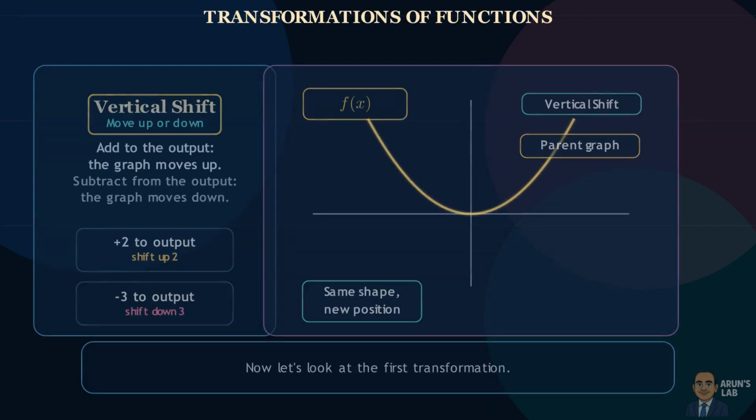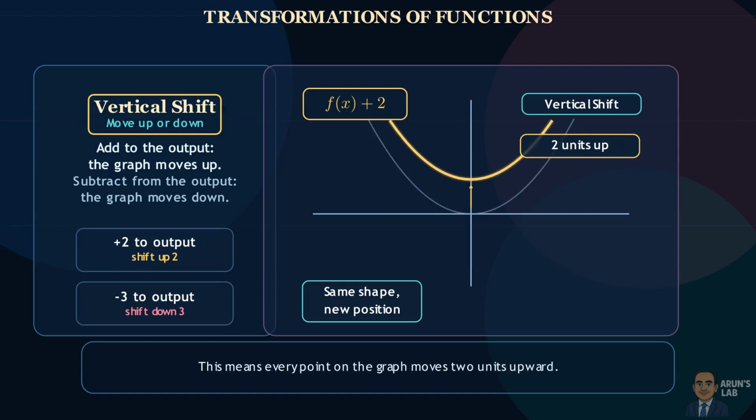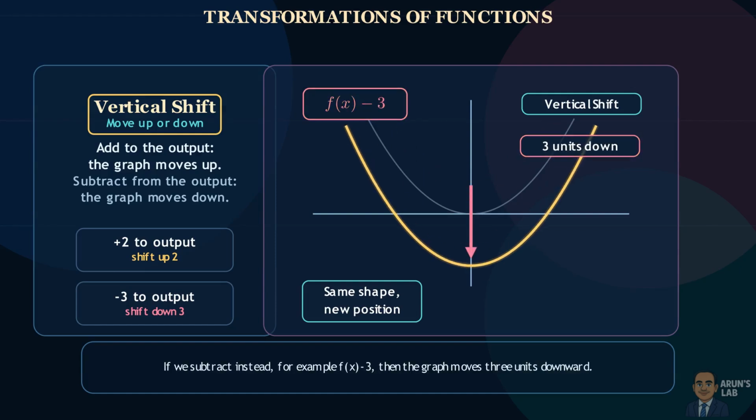Now let's look at the first transformation, a vertical shift. Consider the function f of x plus 2. Here we are adding 2 to every output. This means every point on the graph moves 2 units upwards. The shape of the graph does not change, only the position changes. If we subtract instead, for example, f of x minus 3, then the graph moves 3 units downwards.